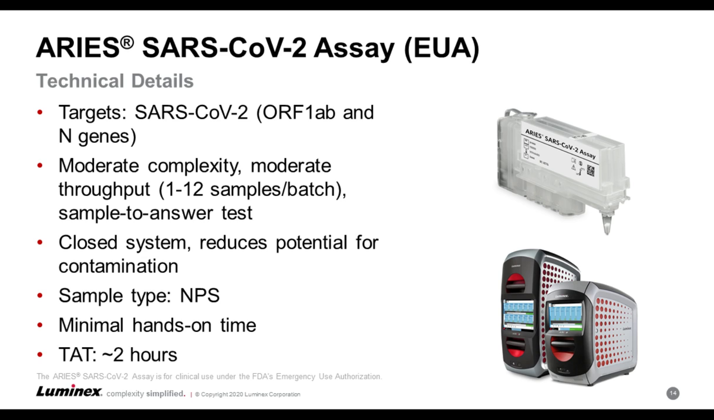The other assay I would like to cover is the Aries SARS-CoV assay that is also emergency use authorized by the FDA. It targets the ORF1ab and N genes. It's moderately complex. It's got moderate throughput and allows you to run 1 and up to 12 samples per instrument per batch. So some of our customers run 2 samples that come into the lab. They just run those 2. Others, you can run up to 12 per instrument.